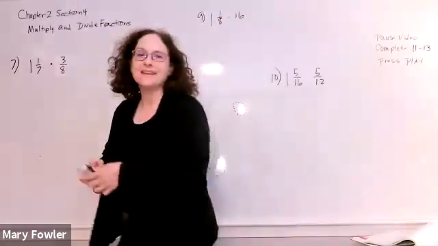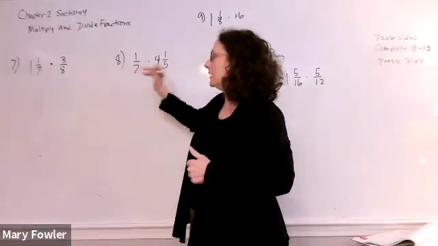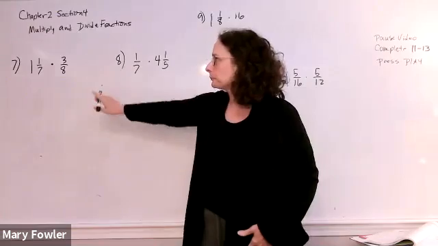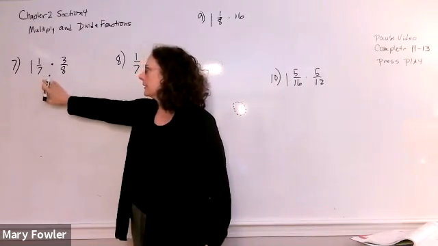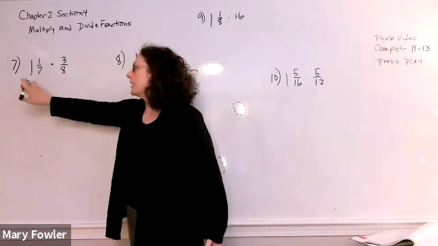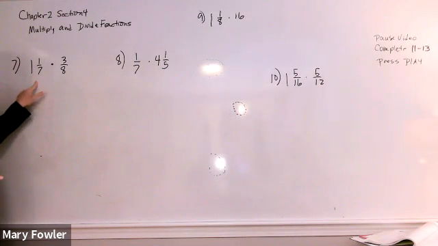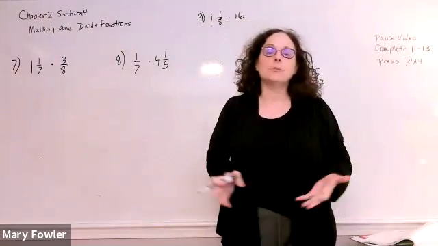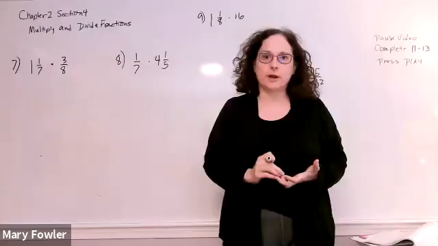Hi. Okay, so getting back to number 7, we're going to work 7, 8, 9, 10, and then you'll do a few problems on your own. So here in number 7, I have a mixed number times a proper fraction. What I'm going to want to do is always convert, when multiplying and dividing fractions, we have to convert all mixed numbers to improper fractions.